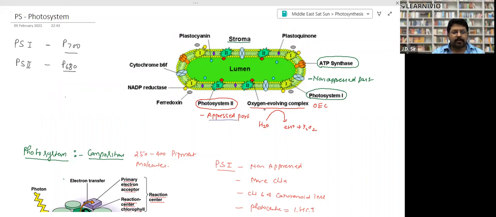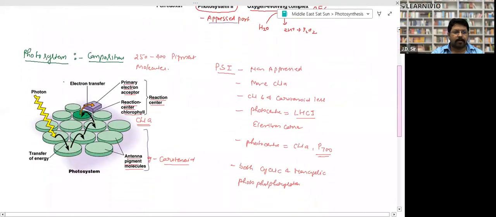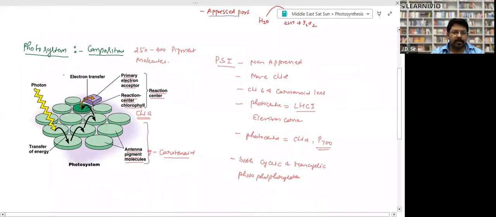In photosystem 2, the oxygen evolving complex is found, where water breakdown takes place, and due to the breakdown of water, oxygen is produced, right? So this is the reaction center. Reaction center 1, or photosystem 1, is found in the non-appressed part, right? And in the same way, there are ATP synthase enzymes. Photosystem 1 is found in the non-appressed part.